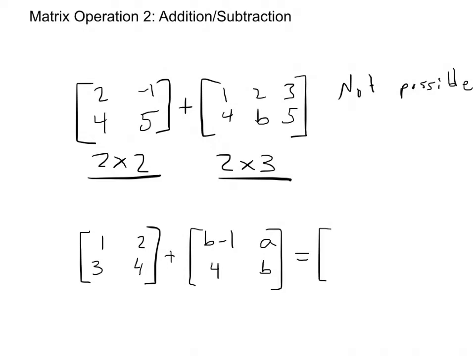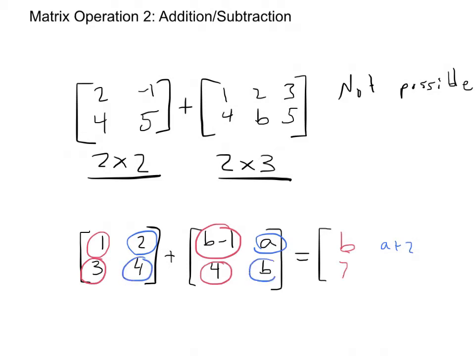So you'll do 1 plus b minus 1, that'll give you b. Then you can do 2 plus a, alright, that is a plus 2. We could have done 2 plus a, but I wanted to put it in that order. Then we can do 3 plus 4, will give you 7. And finally 4 plus b, I'm going to write as b plus 4. Okay? Not a big deal.